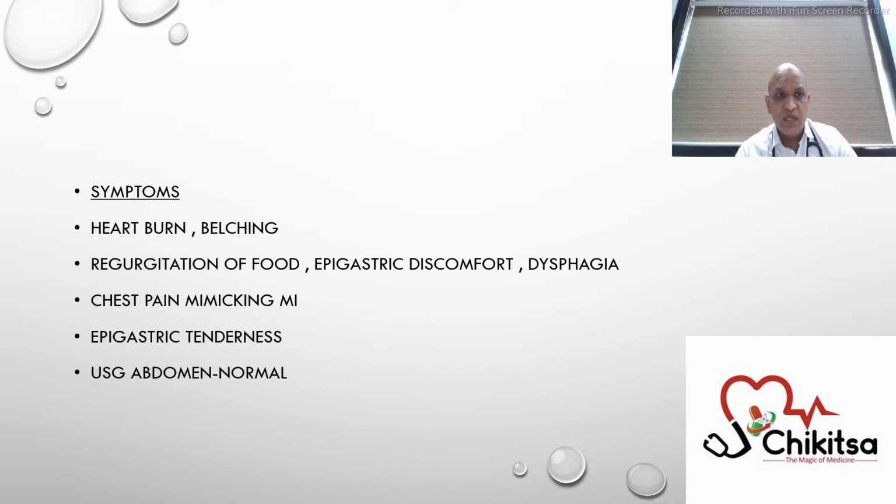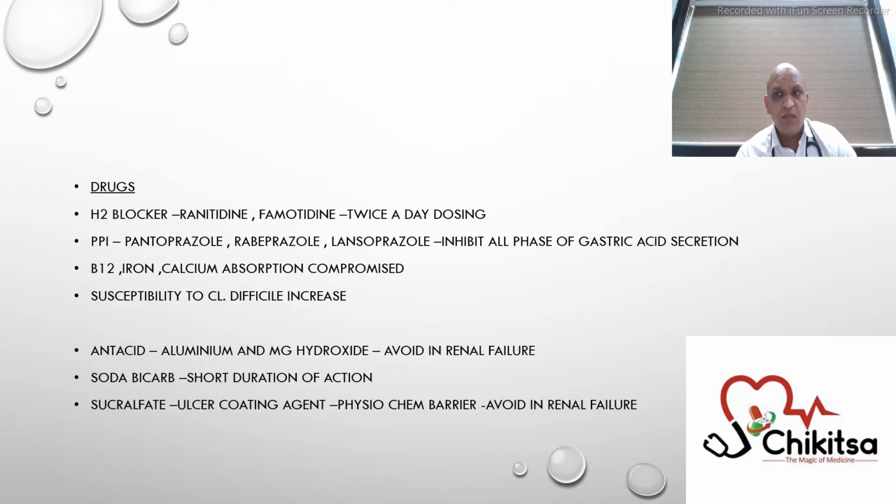What are the usual symptoms? The usual symptoms are heartburn. The patient has a central burning pain in the chest, belching, recurrent belching, regurgitation of food, epigastric discomfort, burning. There can also be dysphagia. Such central pain can mimic myocardial infarction. If you want to rule it out, you have to do an ECG. Epigastric tenderness would be there. There would be burning. If you get an ultrasound, it would be normal.